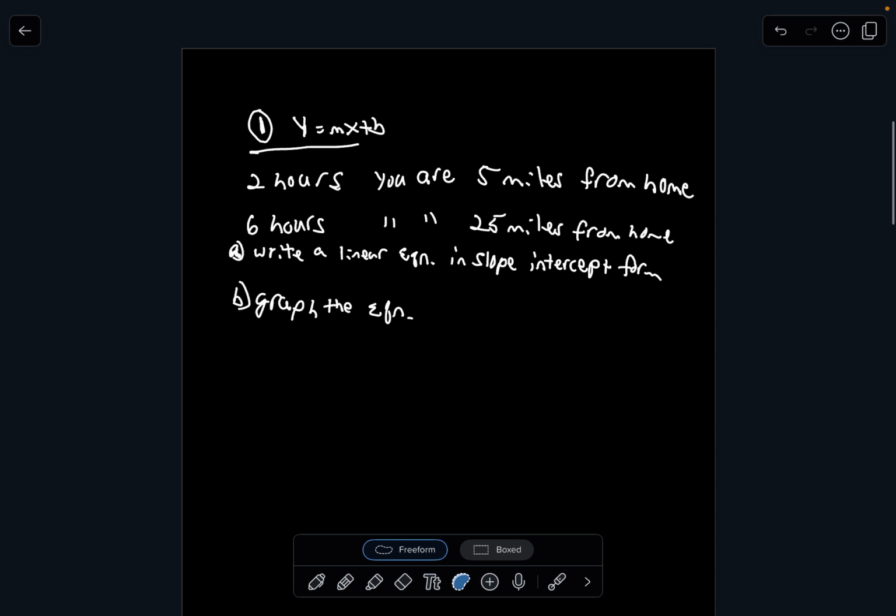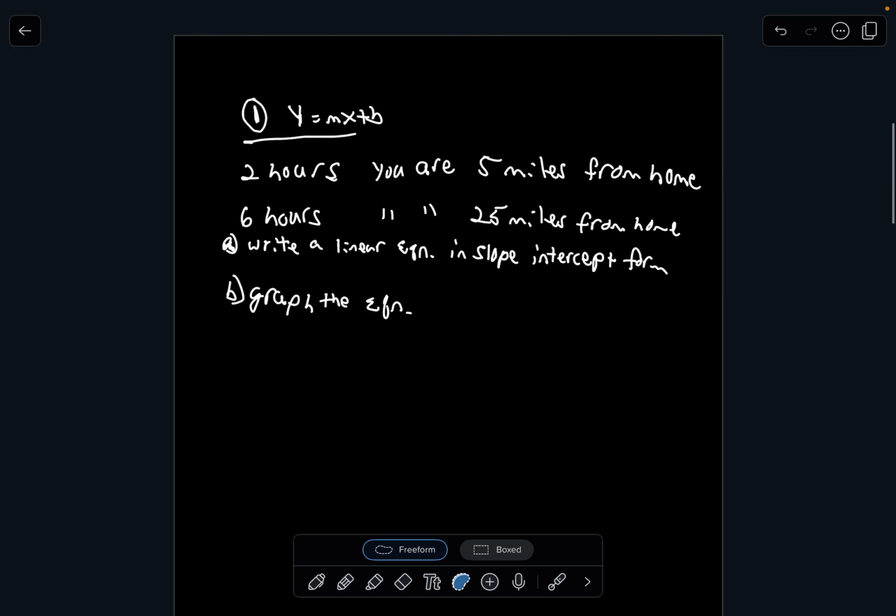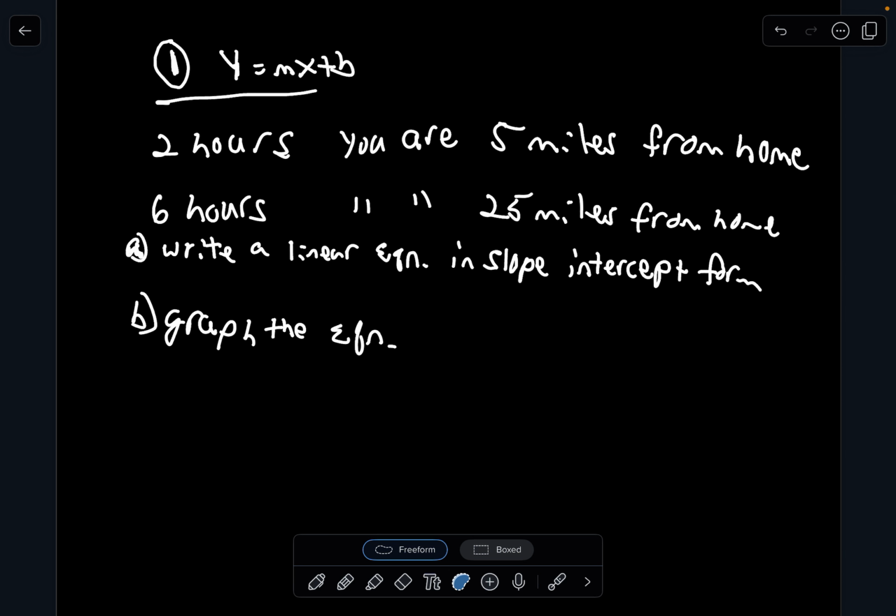But then you're going to have 3 problems where I'm going to ask you to write the equation given the situation and then to graph the equation. So here's the first type. You'll be given something like, at 2 hours, you are 5 miles from home. You're driving, I guess. I made this up on the spot.